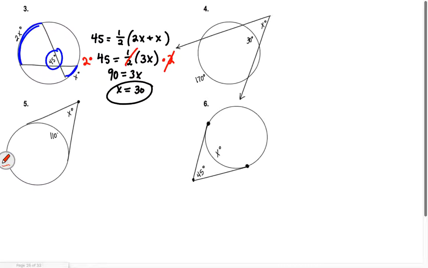All right, so you guys want to try the next one? So try 4 and 5. See if you get 4 and 5.